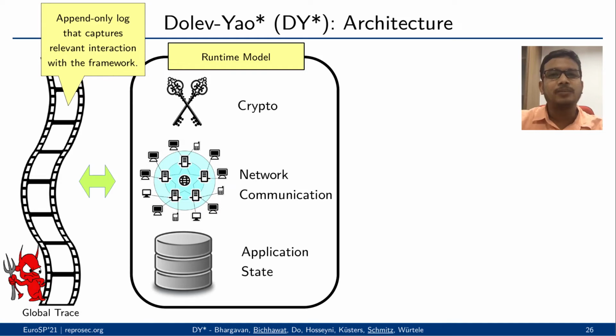So one of the main components of DY-star is the global execution trace that records the history of states of all principals and the communications at all times throughout the execution. So an adversary can see all the messages that are recorded on the trace and the states of compromised principals. The lowest layer of the symbolic runtime model defines crypto primitives and encodes the Diffie-Hellman equational theory.